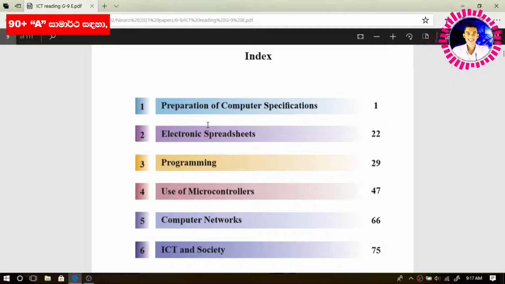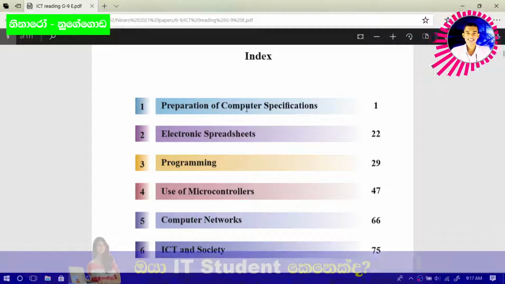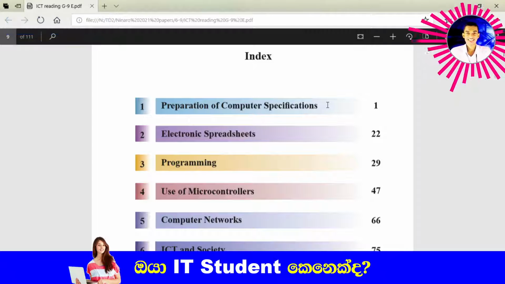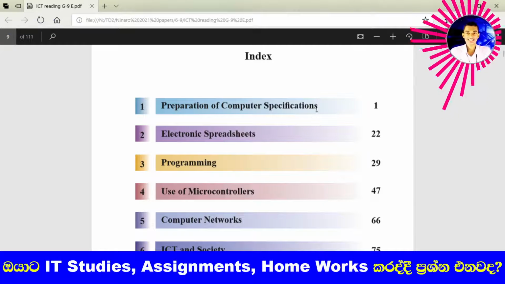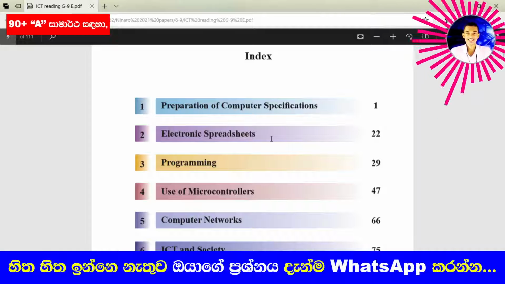The first one is preparation of computer specification. We can find out about the specification related to a computer before we buy it. As well, if we expect to buy a computer, we can identify the specification we should consider before buying the computer.